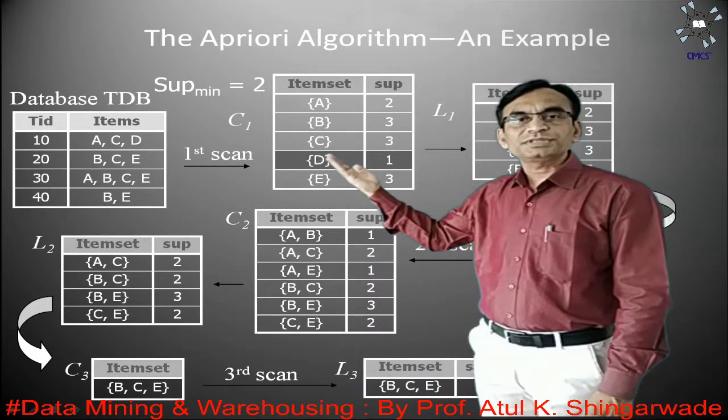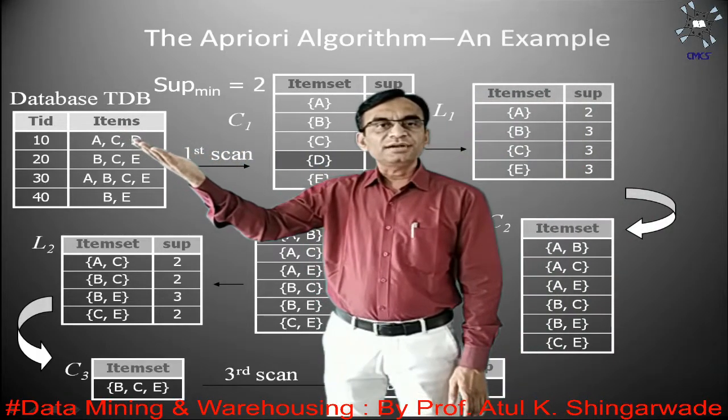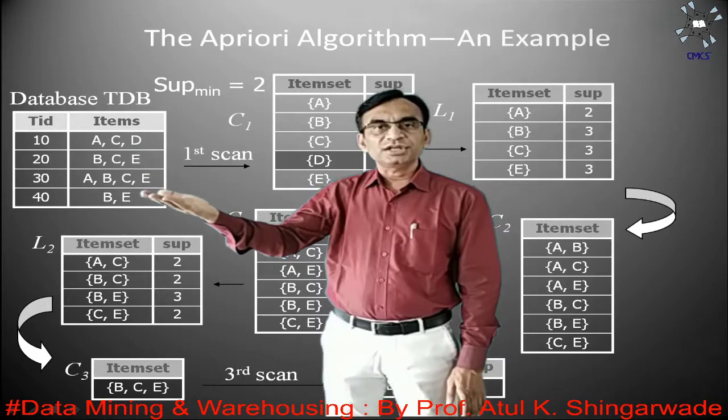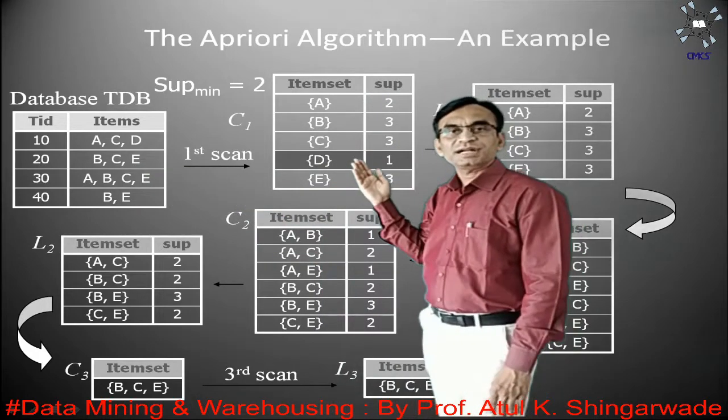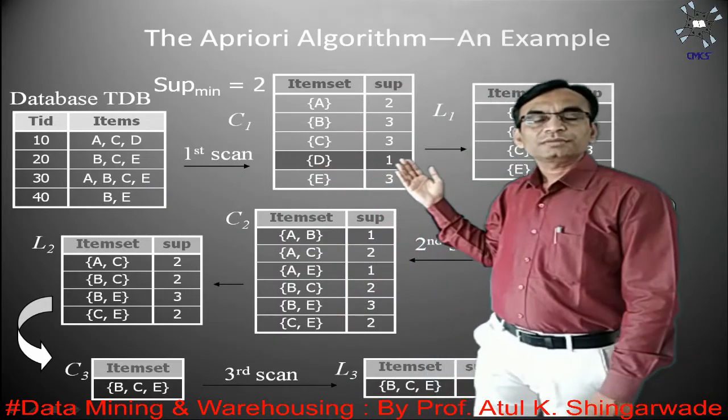Whereas the support count of C is also 3. Okay, so we can say that C appears thrice, in transaction number 10, in 20, as well as in 30. And that's why we can say that for this particular C, the support count is 3.